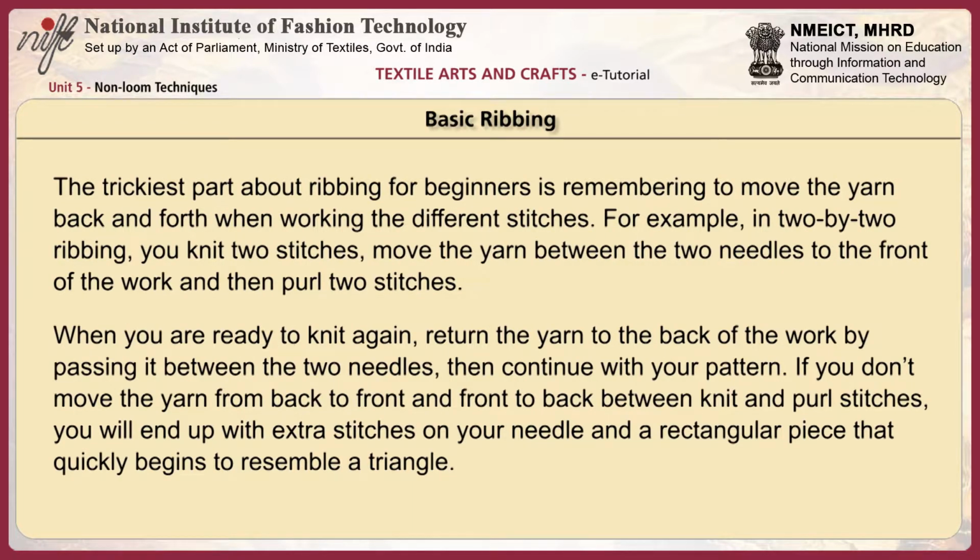The trickiest part about ribbing for beginners is remembering to move the yarn back and forth when working the different stitches. For example, in 2x2 ribbing, you knit 2 stitches, move the yarn between the 2 needles to the front of the work and then purl 2 stitches. When you are ready to knit again, return the yarn to the back of the work by passing it between the 2 needles, then continue with your pattern.